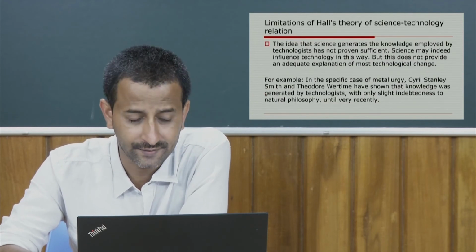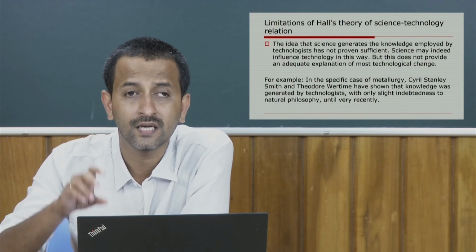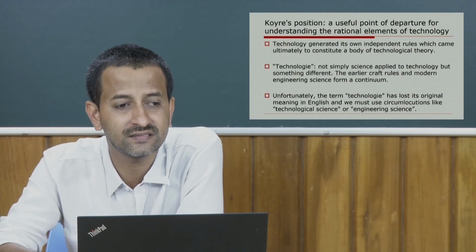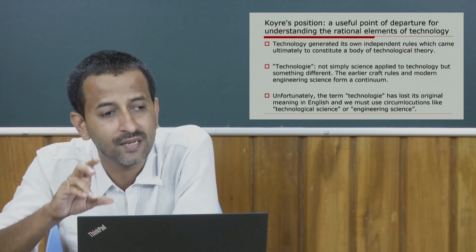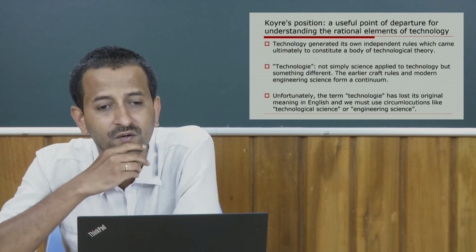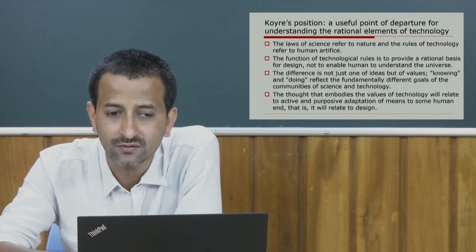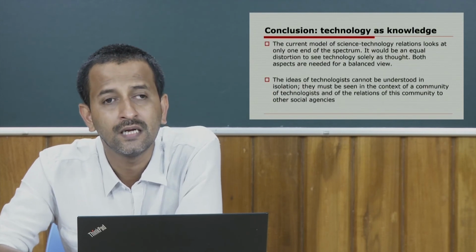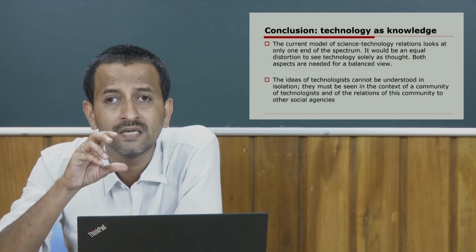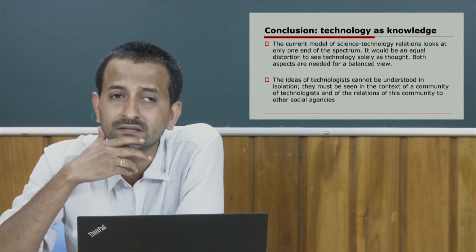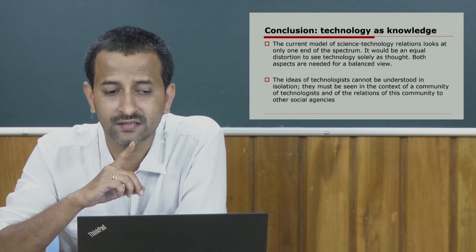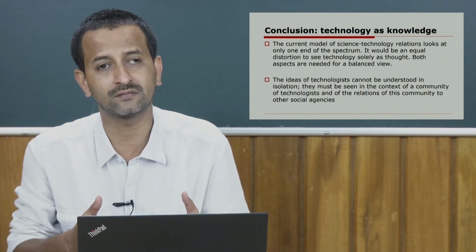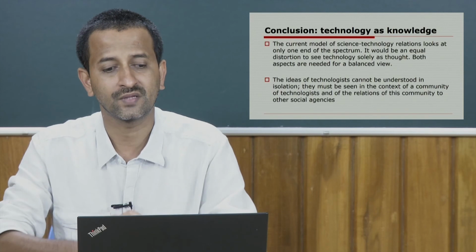From the ability to design, we discussed the inherent limitations within Hall's theory of science technology relationships, and the problems with Coe's position, which is a useful point of departure for understanding the rational elements of technology. Thereby we come to know that the current model of science technology relations looks at only one end of the spectrum. It would be an equal distortion to see technology solely as thought or to discard technology as thought. Both aspects are needed for a balanced view.